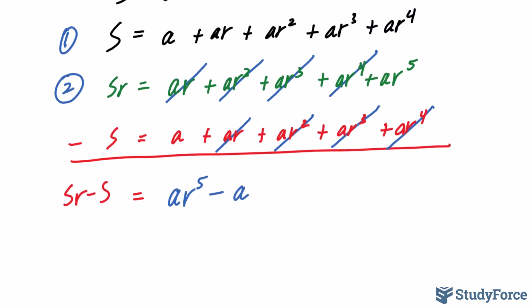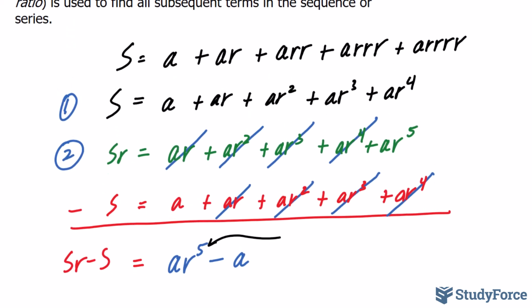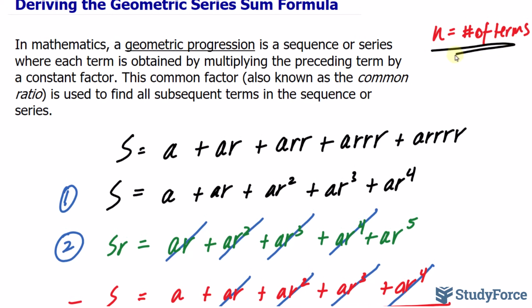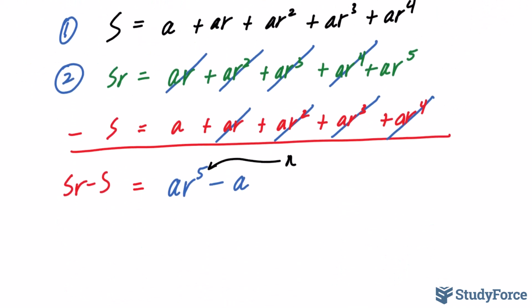Now what's interesting about the equation that was formed as a result of subtracting those two is that this 5 actually corresponds to the number of terms. Remember, originally there were 5 terms, and that number happens to be the amount of terms. So rather than using 5, we can generalize that and just say n, because n meant the number of terms in total. So I'm going to replace this 5 with an n.